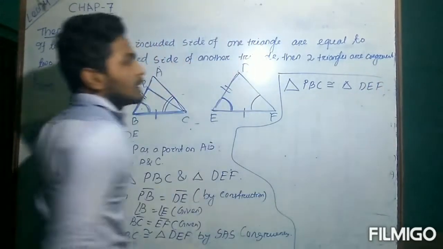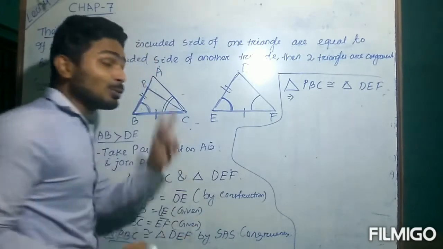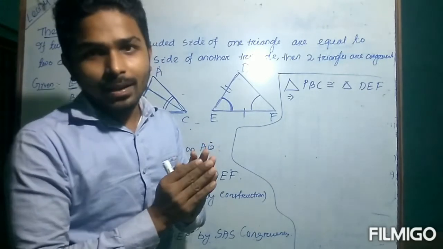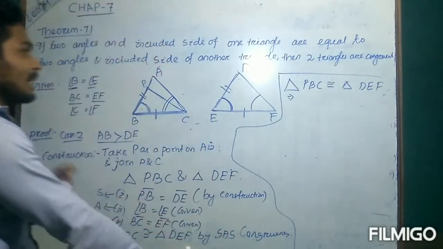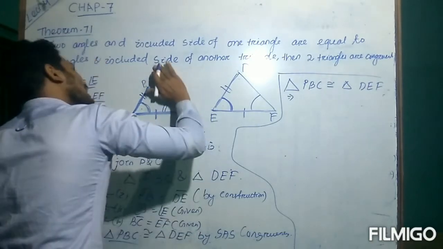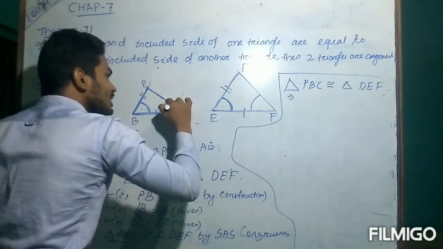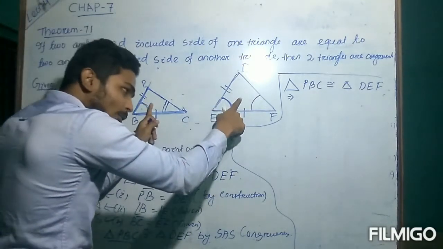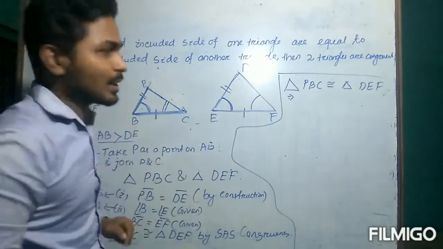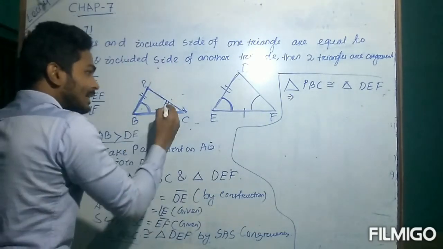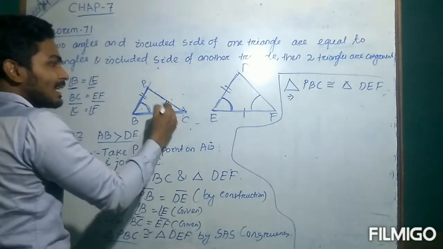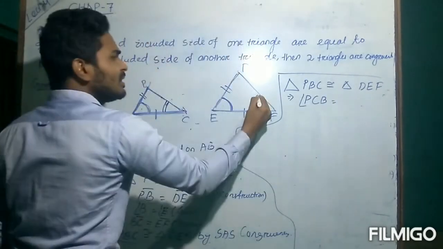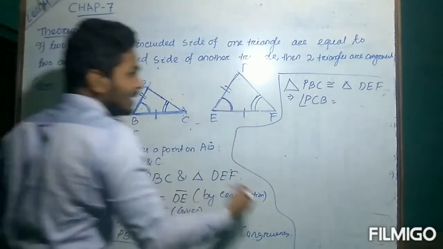It is proved. Now, we know if two triangles are congruent, then their corresponding angles and corresponding sides must be equal by axiom 7.2. Forget about this line, forget about this. Only consider this small triangle with this triangle, right? We know if the two triangles are congruent, then their corresponding angles must be equal. So we can write that this angle, which angle? This angle PCB is equal to this angle DFE.